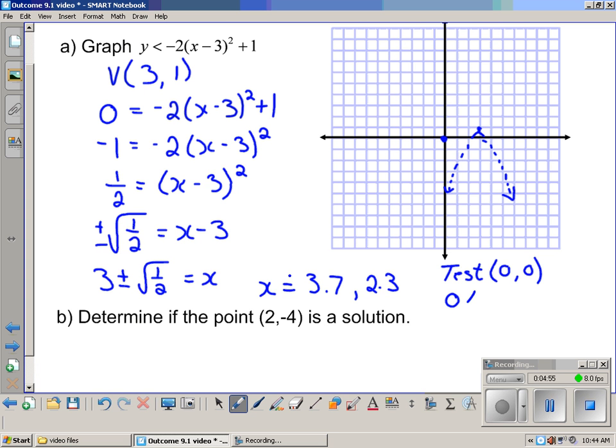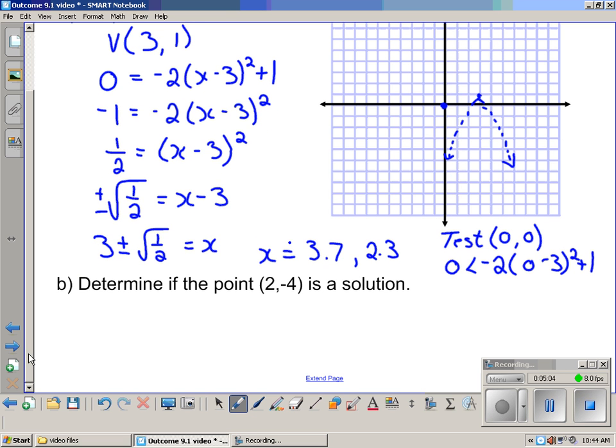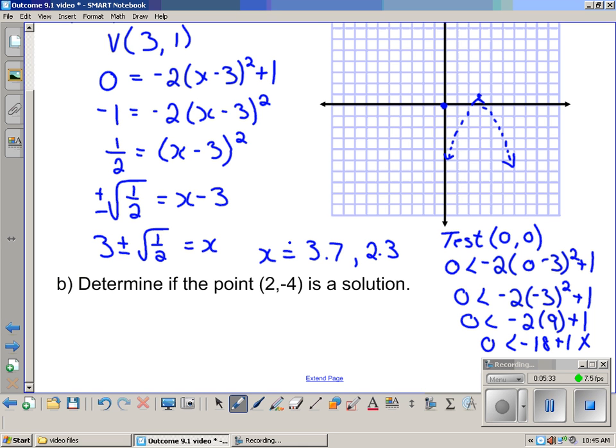I end up with 0 is less than negative 2 times (0 minus 3) squared plus 1. So 0 is less than negative 2 times negative 3 squared plus 1. So 0 is less than negative 2 times 9 plus 1. 0 is less than negative 18 plus 1. Well, negative 18 plus 1 is negative 17, so this is not true. So that tells me that my solution region does not include 0, 0, and so must be the region inside that parabola.